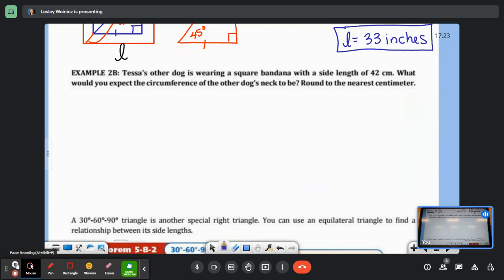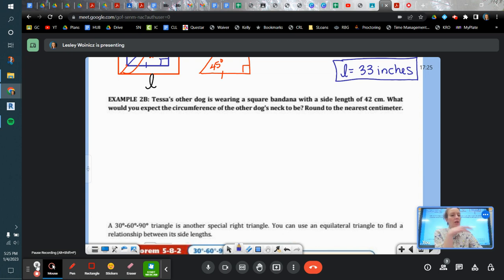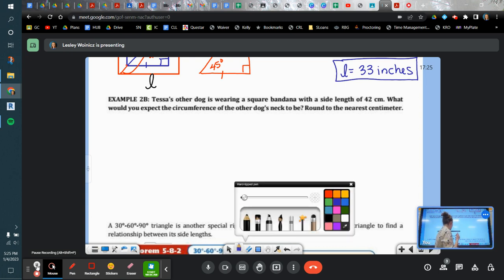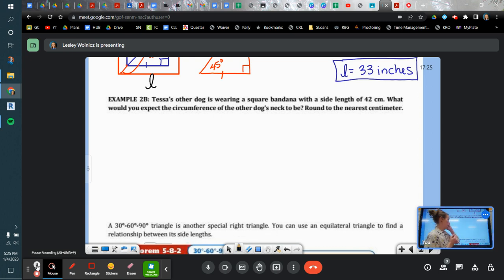All right, Tessa's other dog is wearing a square bandana with a side length of 42 centimeters. What would you expect the circumference of the other dog's neck to be? I don't know if I have enough information for this one. Okay, yeah, I reject the premise of this problem, but we'll talk about that in a minute. Let's just crank it out and see if we can figure out what they're talking about.